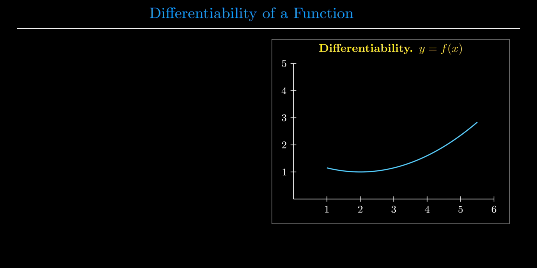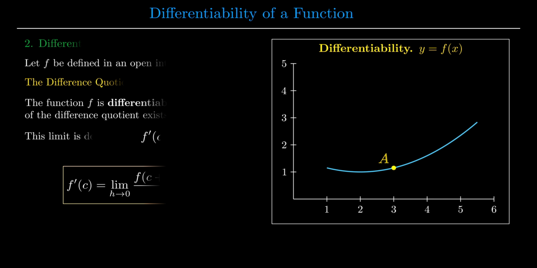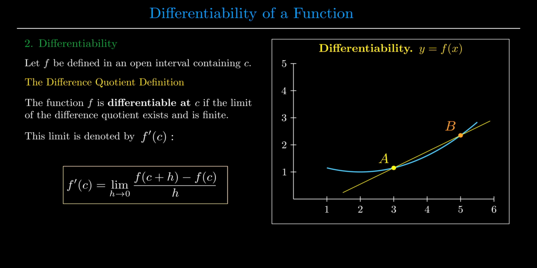To understand the unique nature of the Weierstrass function, we must first revisit the geometric meaning of differentiability. Consider this blue curve, representing a standard smooth function, f of x. We fix a point A at position C and introduce a second point, B, at a distance h away. The line connecting them, the yellow secant line, represents the average rate of change. Its slope is the difference quotient, delta y over h.